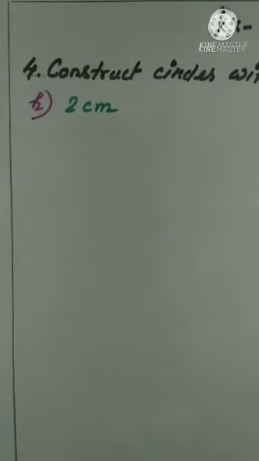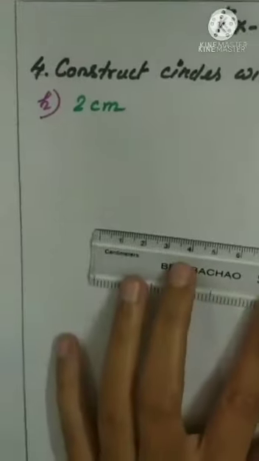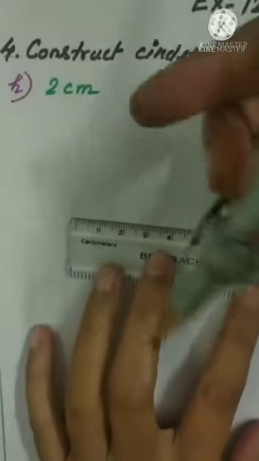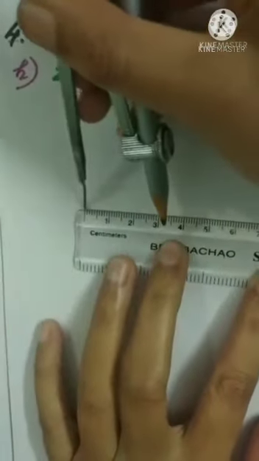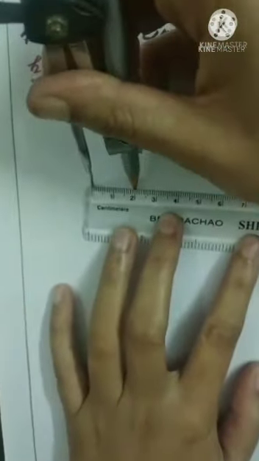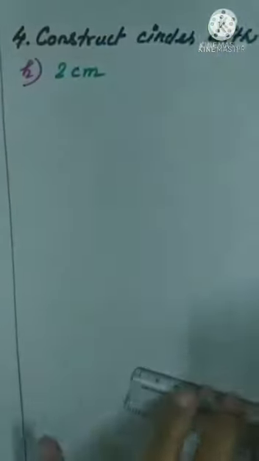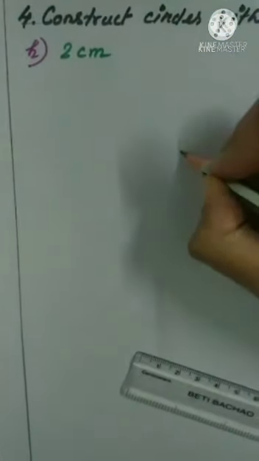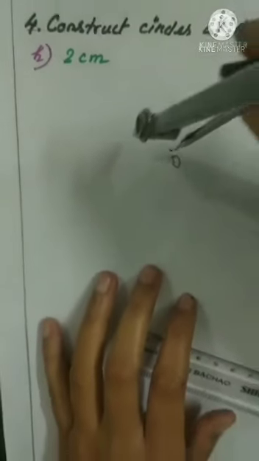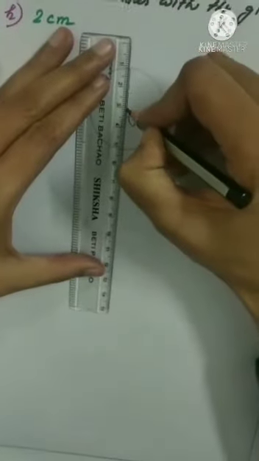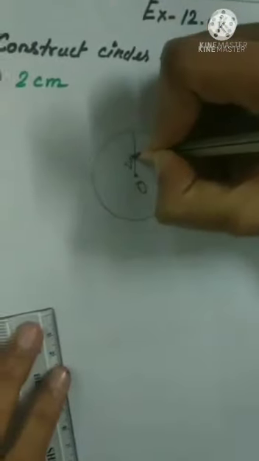Likewise, we will do H number. Here radius is 2 centimeter. So let's measure the radius. Okay. So this is the 2 centimeter. Now we will fix the point O and we will draw circle of radius 2 centimeter. Okay, and this is the radius of 2 centimeter.